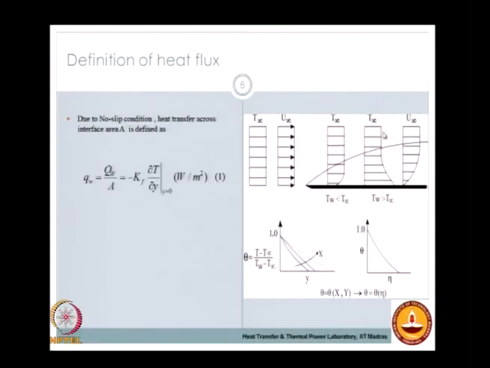Say here, if you draw the temperature profile, and assume that the plate is heated, therefore the wall temperature is greater than the free stream temperature, this is how the temperature profile comes out to be, and from this you can define the heat flux at the wall. That is minus k dT by dy at y equal to 0, the gradient of this temperature at y equal to 0 at the surface.